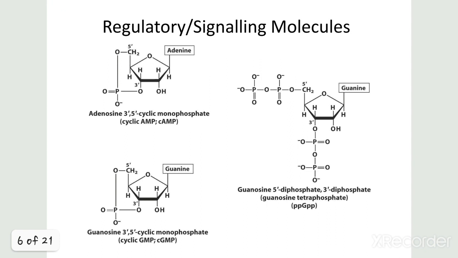Let's see the regulatory signaling molecule structures, which are also called secondary messengers, like cyclic AMP and cyclic GMP. In this structure, the adenine and the guanine bases are attached to the phosphate group in the form of a cyclic ring. And in guanosine tetraphosphate, 4 phosphate groups are attached to the guanine ring.